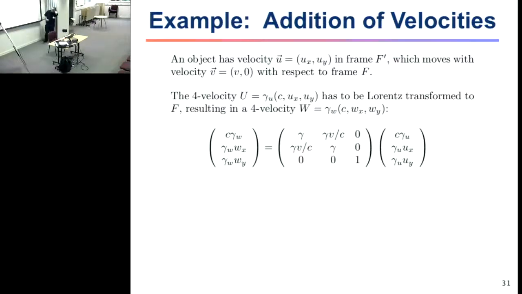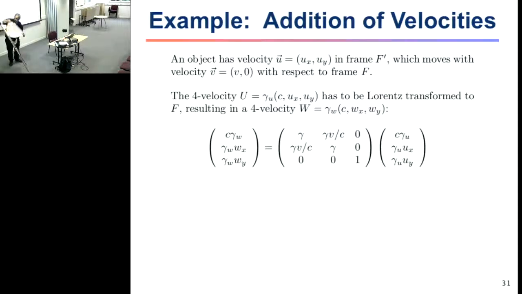Now Chris has decided that he's not just going to add two velocities both moving in the same direction. He's going to add one velocity v, which is moving parallel to the x coordinate, with another velocity u, which is moving at an angle. So this is a more general case. So he says an object has velocity u in frame F prime, the moving frame, which moves at velocity v naught with respect to frame F.